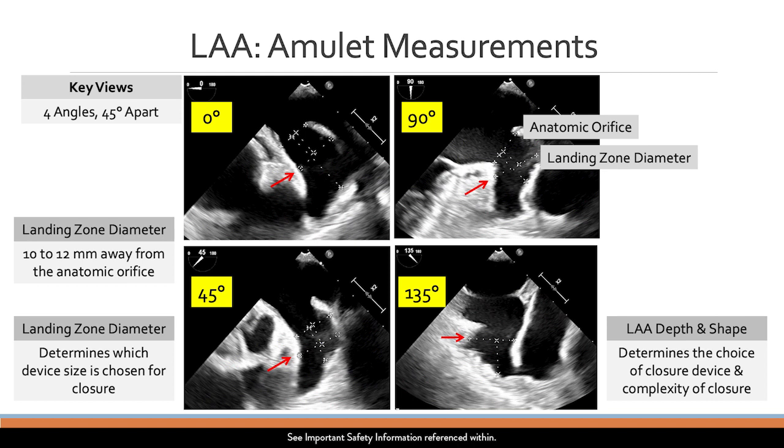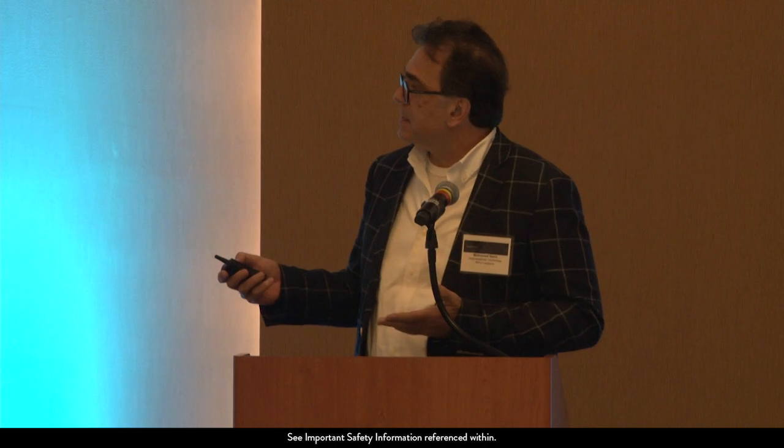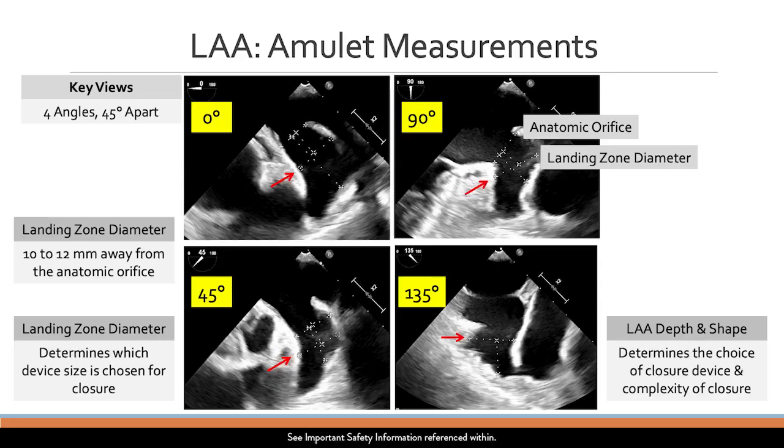It already emphasizes angles 45 degrees apart, but you also see that there is a landing zone diameter, which is where, as you know, the sizing is, and then there is the anatomic orifice, and the distance between the two of them is 10 to 12 millimeters, and then finally there is the total depth of the device. And I see that the orientation of this depth is perpendicular to the landing zone diameter, and it's not coaxial with the long axis of the left atrial appendage.